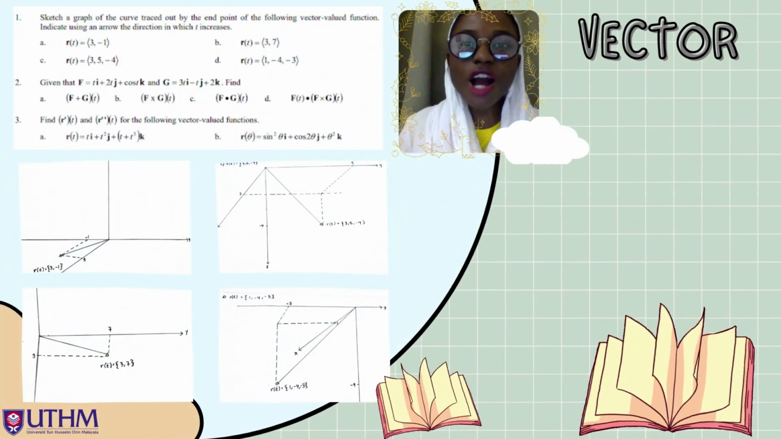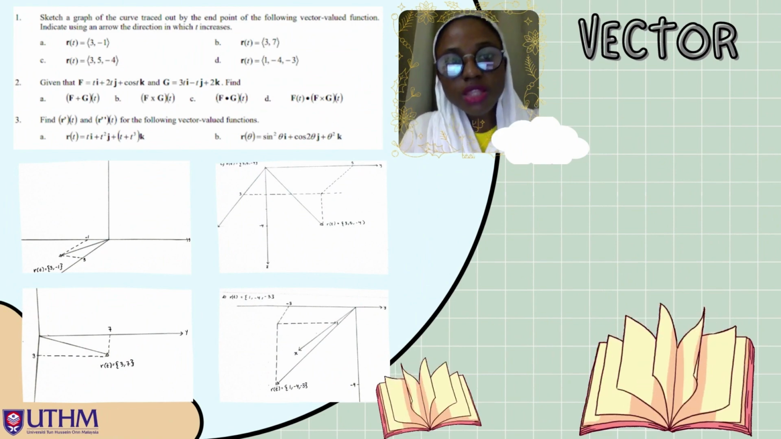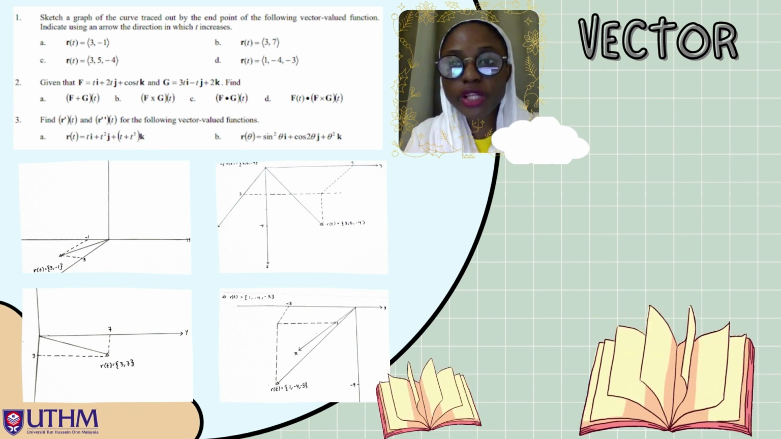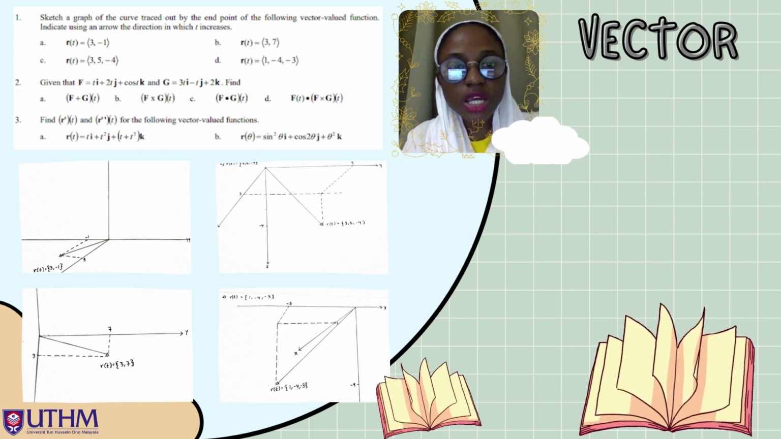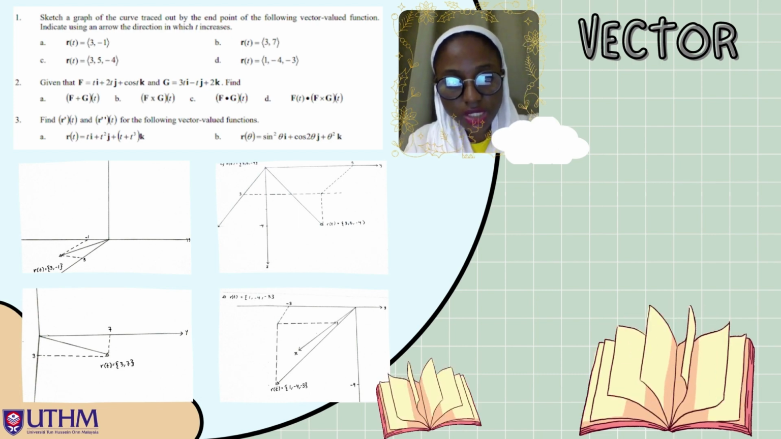Thank you. As for vector, I'll be presenting question 1 until 3. Starting from question 1, the question is to sketch a graph of the curve traced out by the endpoints of the following vector valued function. Indicate using an arrow the direction in which t increases.